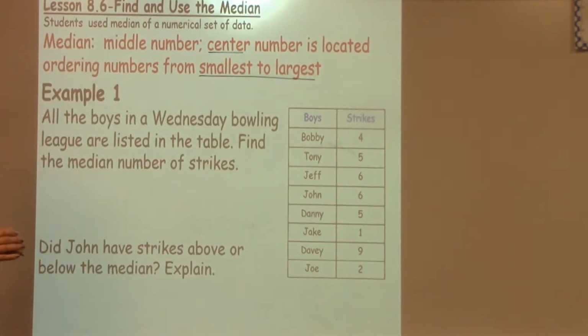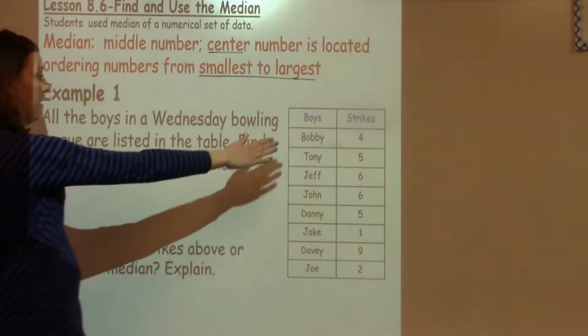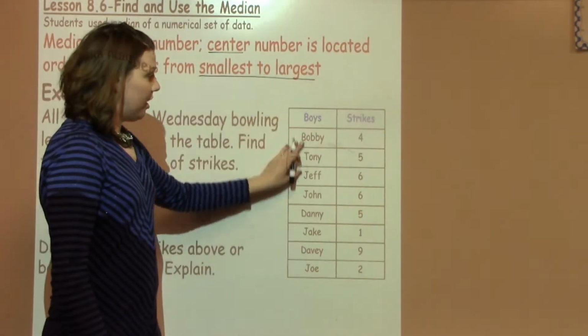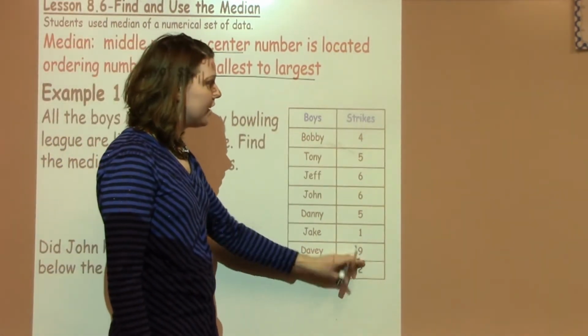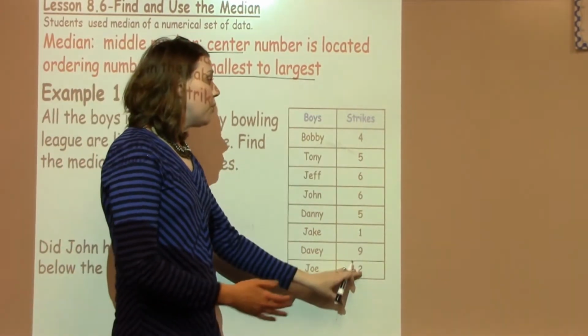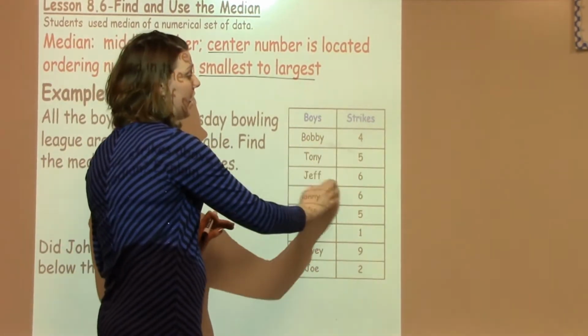All right, let's look at example number 1. All the boys in a Wednesday bowling league are listed in the table. Find the median number of strikes. So the first thing I'm going to do is quickly read over my table, and then I know I need to find the median, which means I need to put all of these boys' strikes, the number that they have, in order.